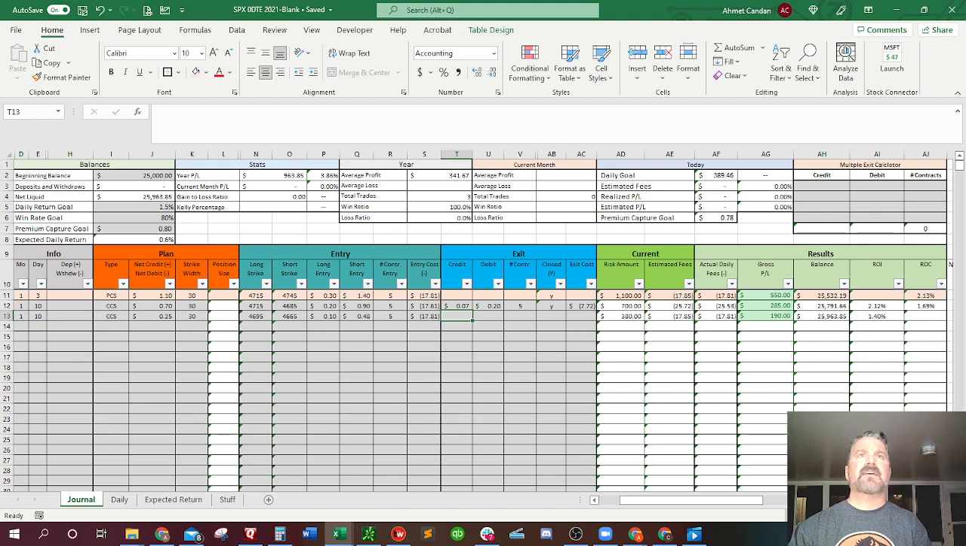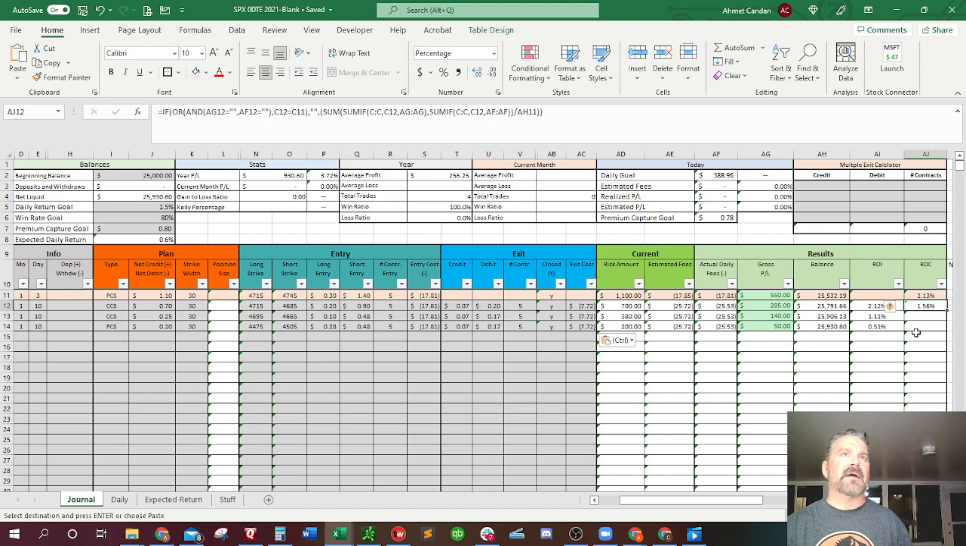For the rest of that day, I closed out this spread here for 10 cents. And I actually got into a third one on that day. That was probably, oh no, that was a put credit spread. I did that just to get over my, I was probably, here.